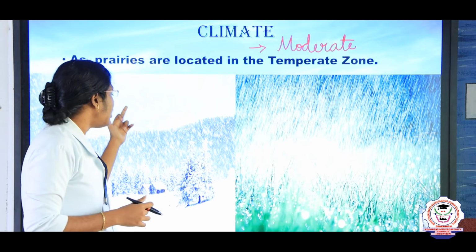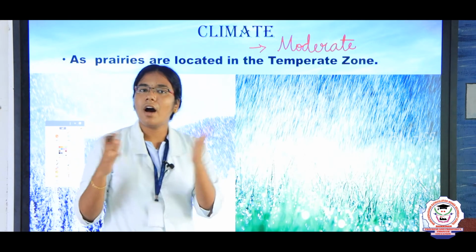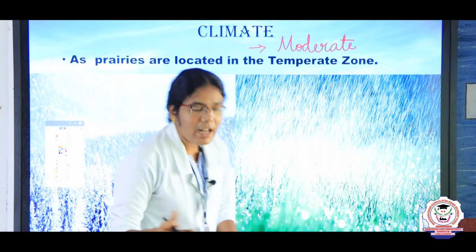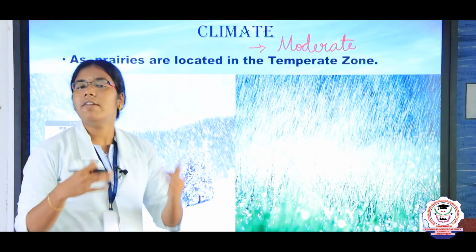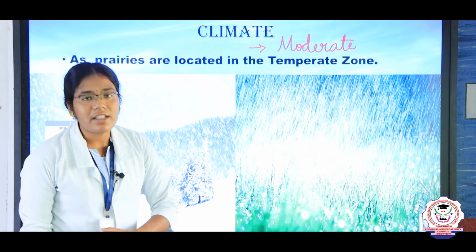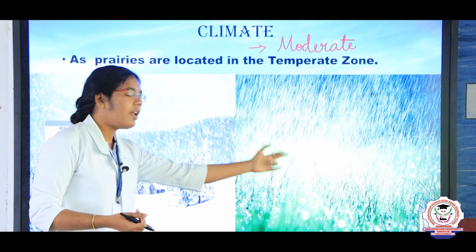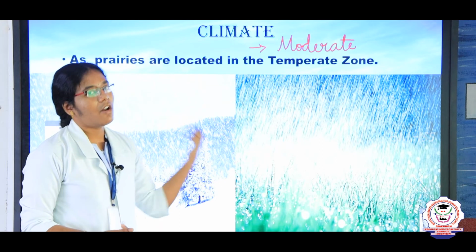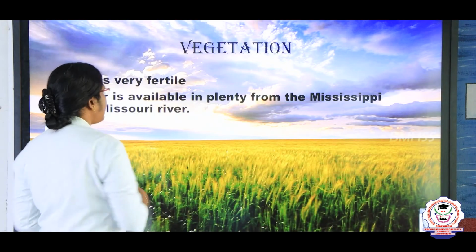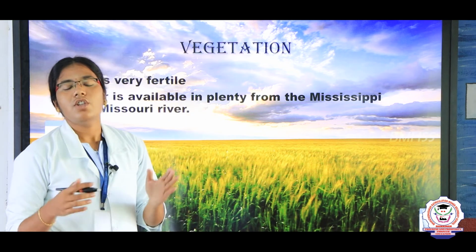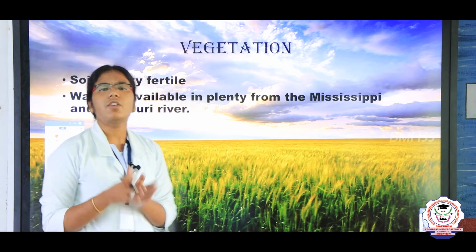During the summer season it is very hot. During the winter season we have rainfall as well as snowfall. During summer we feel very hot, and during winter we get rainfall as well as snowfall. The climate is said to be a moderate climate. And next we see the vegetation. The crops grow very well here.